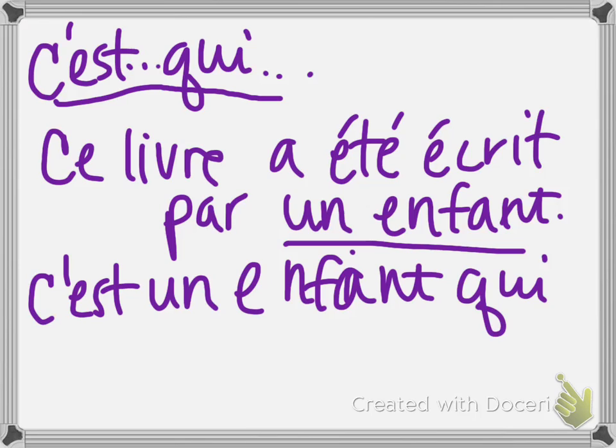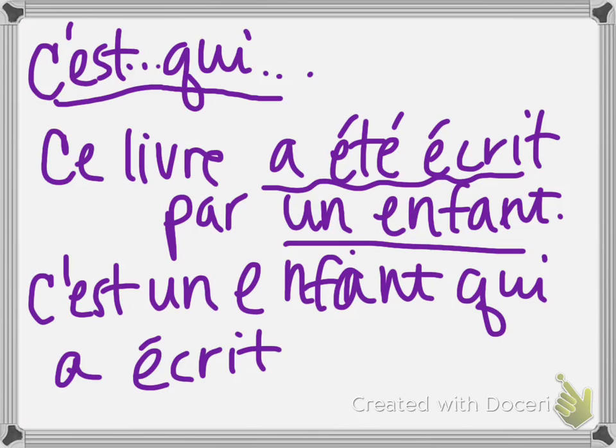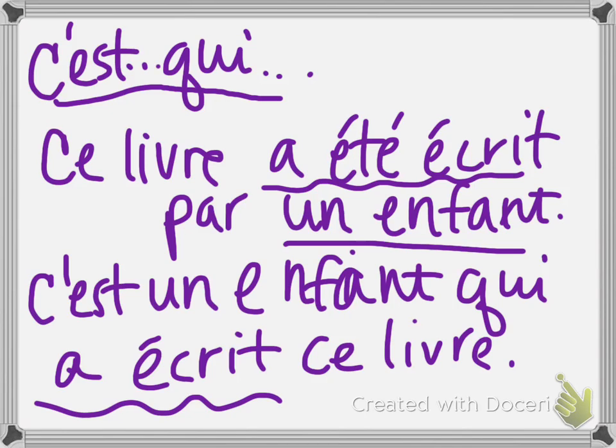Qui, and then the action in active voice. C'est un enfant qui a écrit ce livre. So now we have our verb in active voice again. I'd like you to pause the video and try number 2 using the c'est qui.